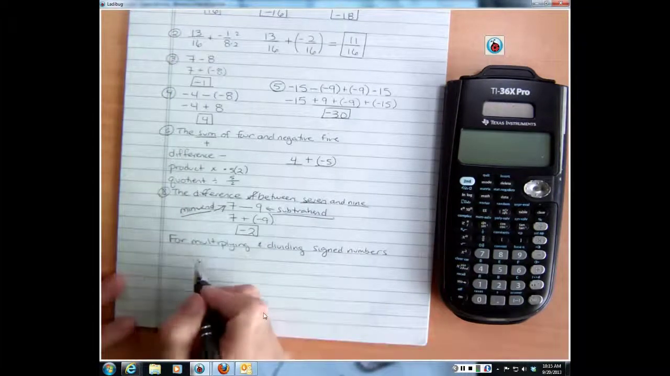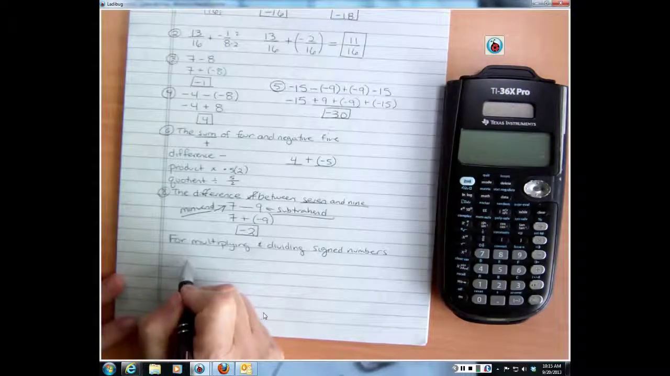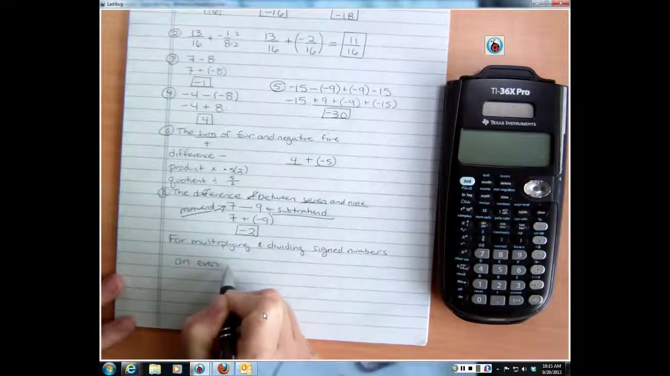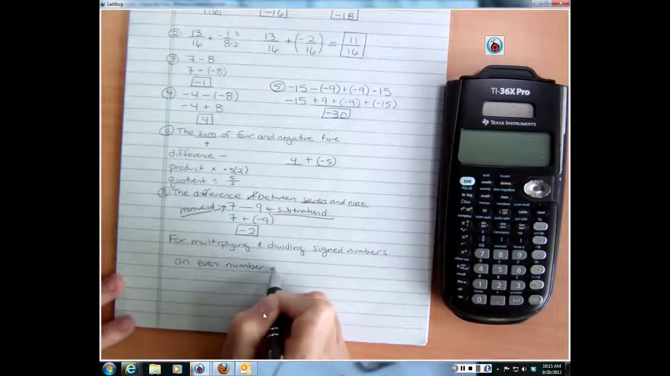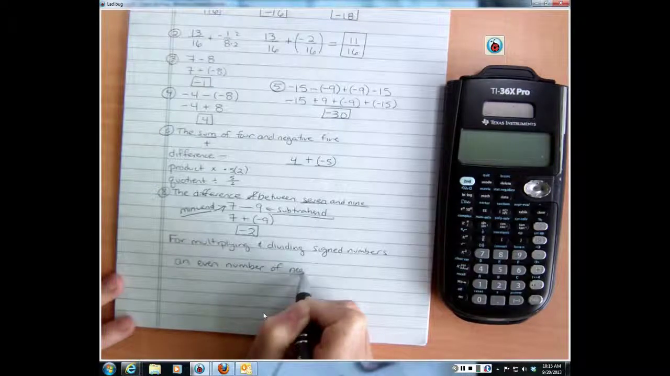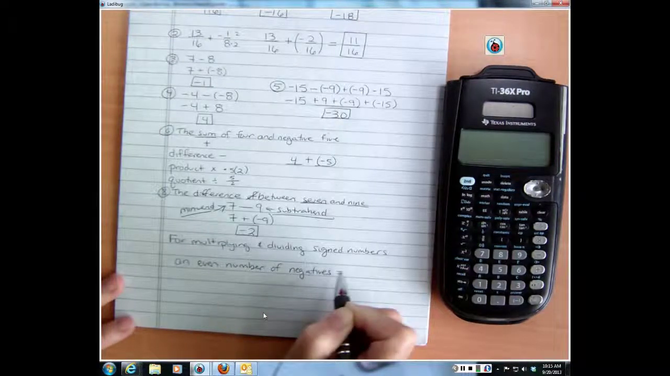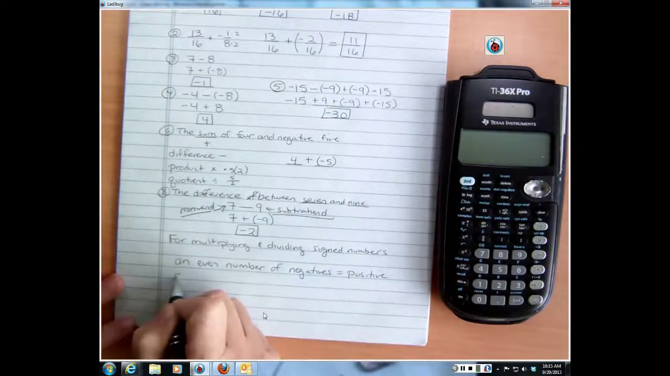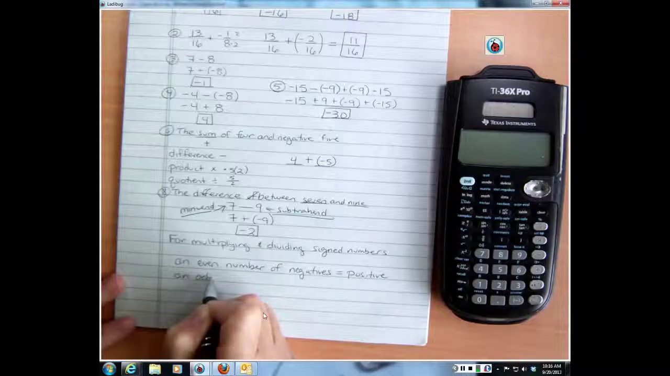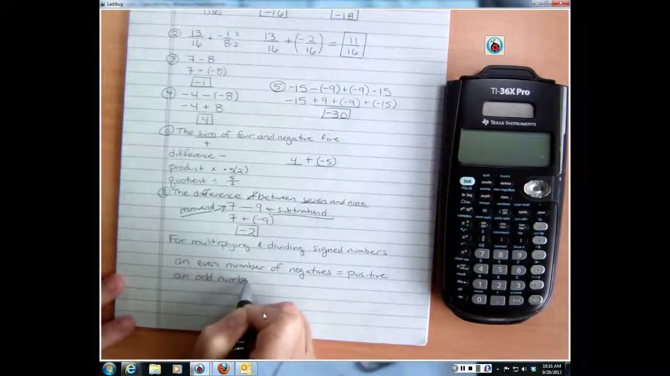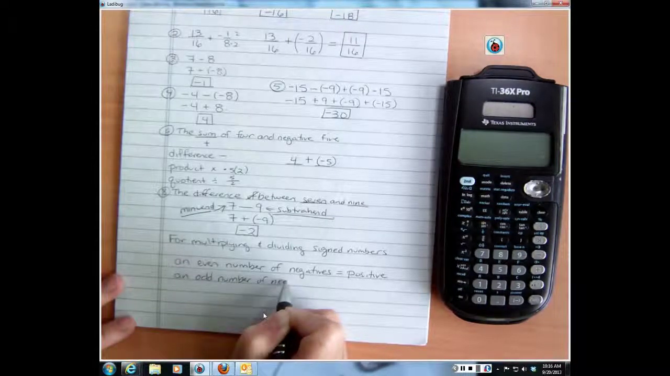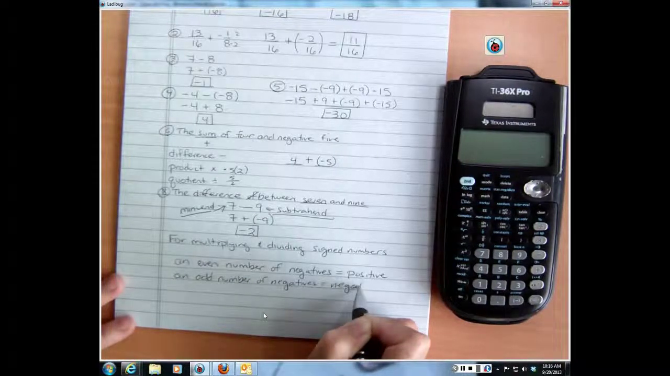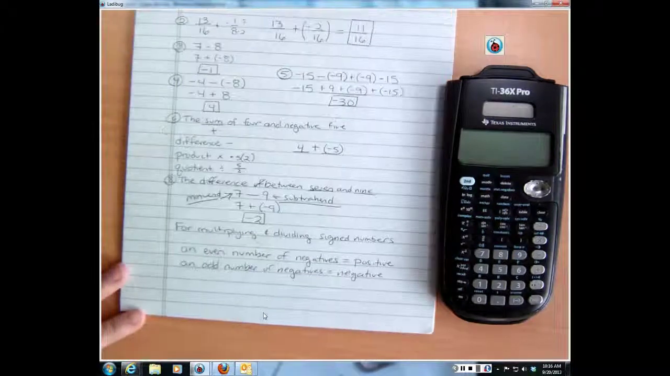These are the rules. If you have an even number of negatives, you always get a positive answer. And if you have an odd number of negatives, you're always going to get a negative answer. And that's the rule. That's all there is to it.